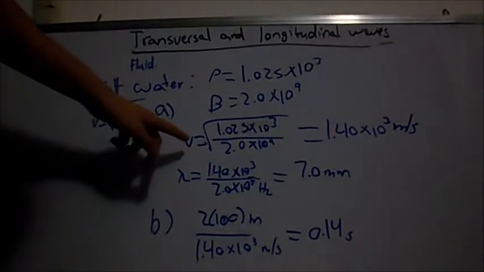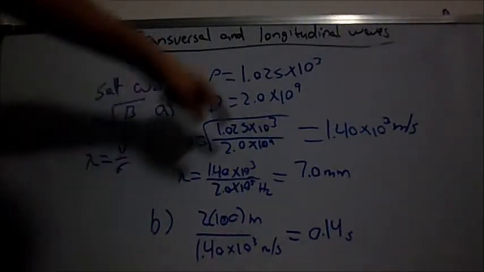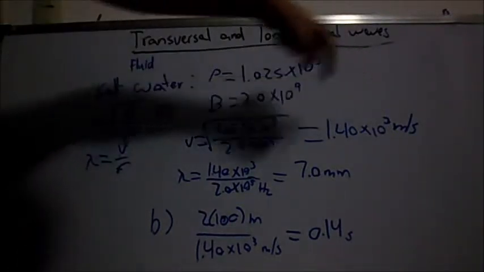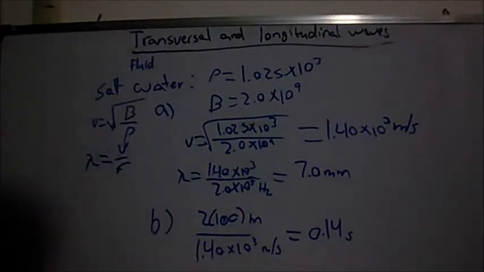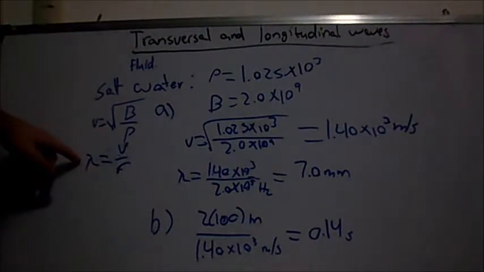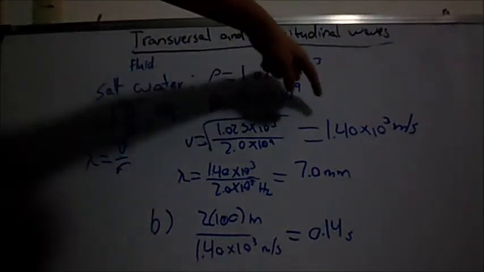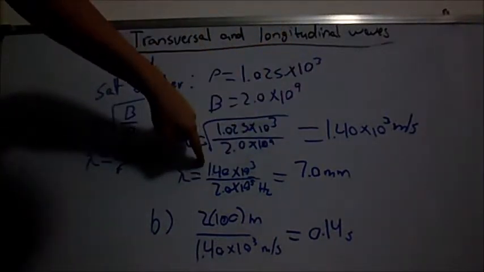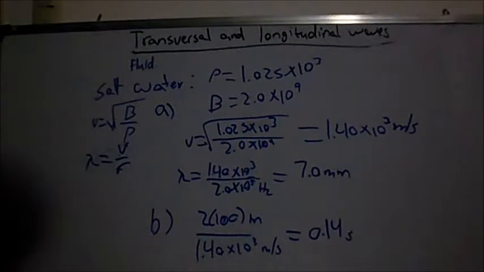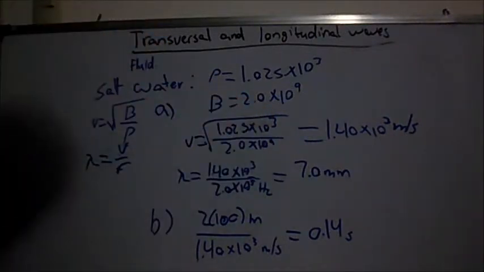So we plug in 2.0 times 10 to the 9 over 1.025 times 10 to the third, square root that, and we get 1.4 times 10 to the third meters per second. That's the velocity. Now we use that to find the wavelength. Wavelength is equal to the velocity over the frequency. So you put 1.4 times 10 to the third over 2.0 times 10 to the fifth hertz, which equals 7 millimeters. There you have your wavelength.